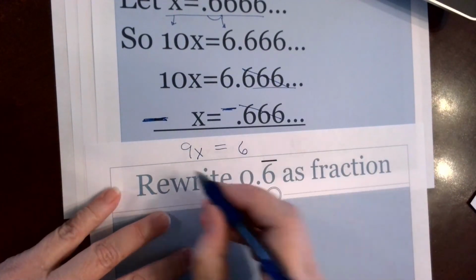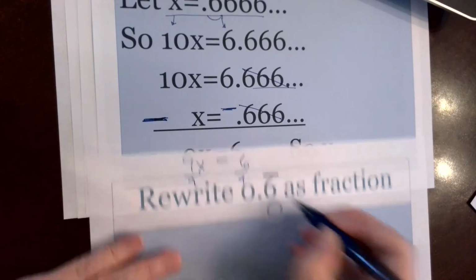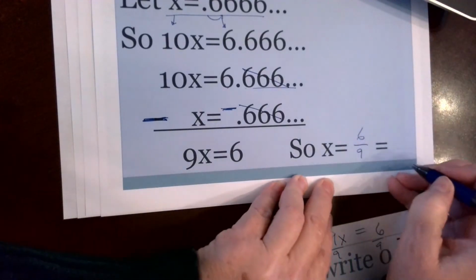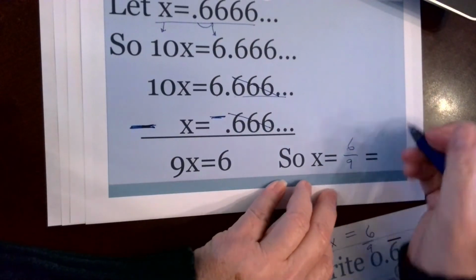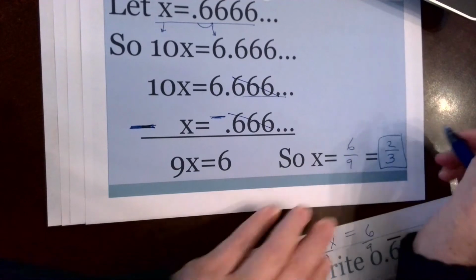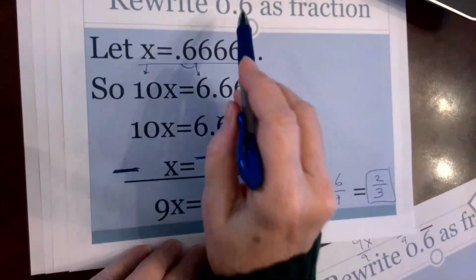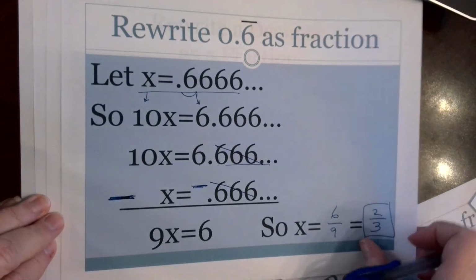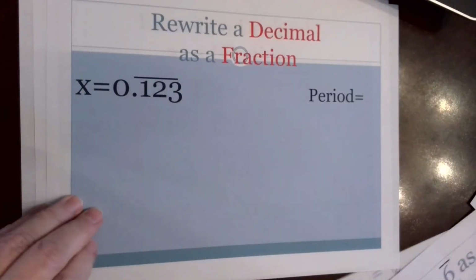Then you can divide both sides by 9, and you'll get 6/9 as your fraction. Divide the top and the bottom by 3, and you'll notice that 2/3 is the same as 0.6 repeating. Let's do a more difficult question.